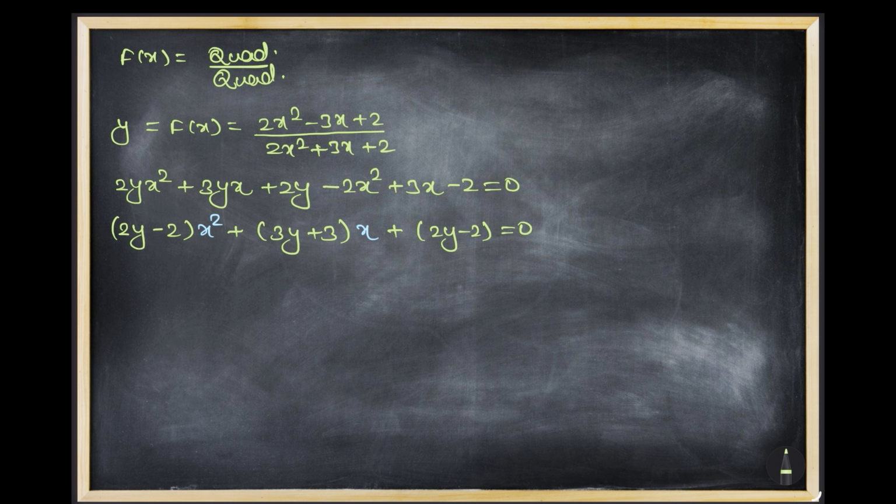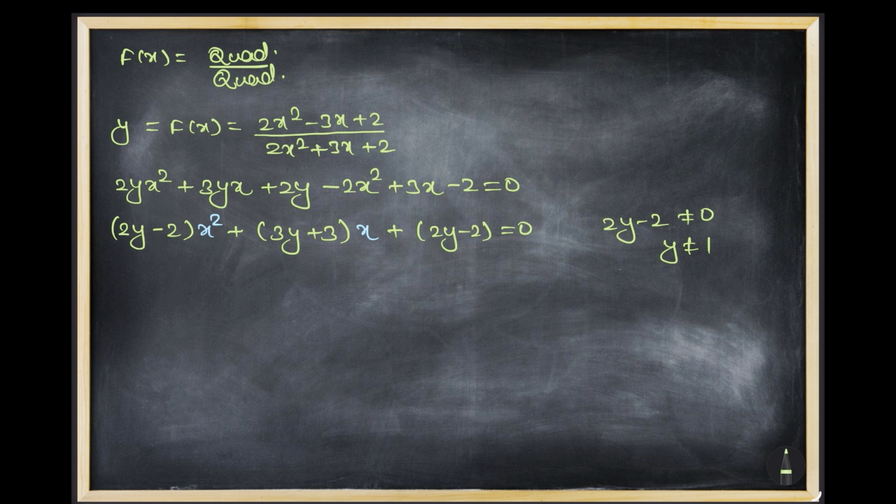Acha, what we have to do, first we have to make this quadratic alive. How will we do that? Do you remember the standard representation of a quadratic equation? It is ax square plus bx plus c equal to 0, where a, b, c belong to real numbers and a cannot be 0. This means 2y minus 2 cannot be equal to 0, means y cannot be equal to 1.